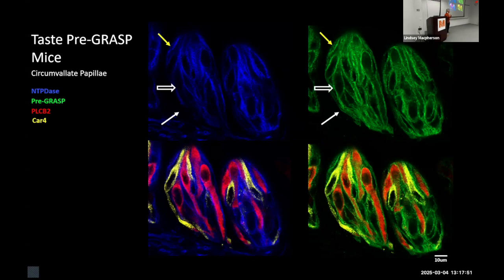Here it doesn't look like it's doing that. No. Right, and it's going to the plasma membrane. Yeah, it's coating the plasma membrane. So it's not localizing specifically in a presynaptic specialization.